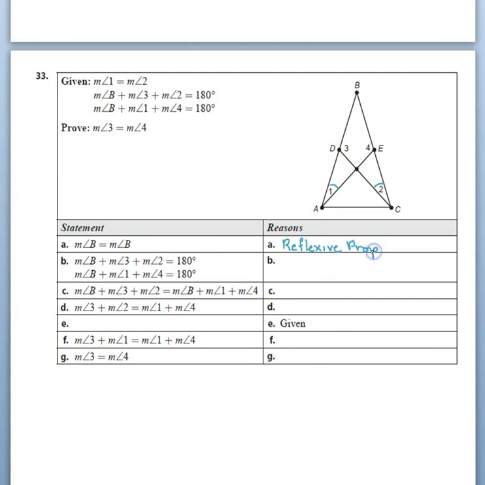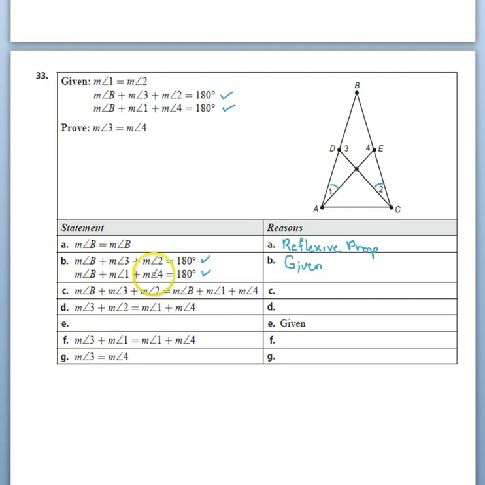Okay. Now if we take a look at statement B, look at these two statements right here. That's actually your given information. So given is actually going to go in for statement B here. Okay, now let's look at statement C. I think you can probably get this.